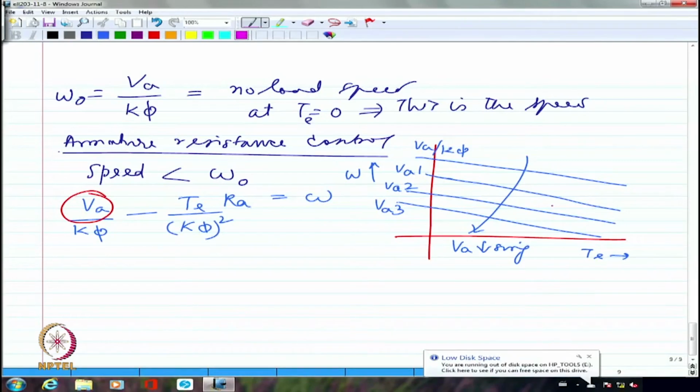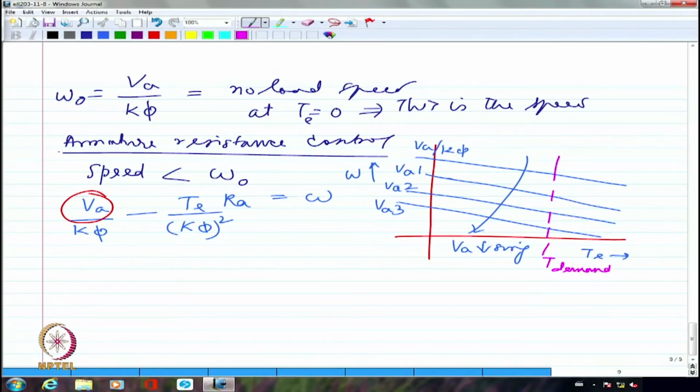So if I am talking about a given torque, this is the torque value demanded, right? If this is the torque demanded, I should be able to get different values of speed. Maybe this is omega 1, this is omega 2, this is omega 3, this is omega 4. All of them are changing drastically because of different values of armature voltage.